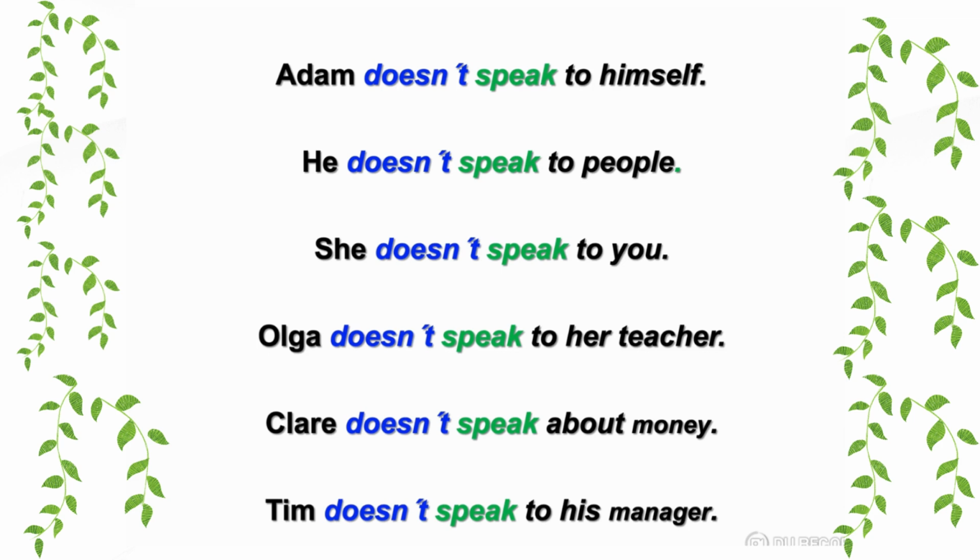Let's repeat after me. Adam doesn't speak to himself. He doesn't speak to people. She doesn't speak to you. Olga doesn't speak to her teacher. Claire doesn't speak about money. Tim doesn't speak to his manager. Let's go to the question form and let's see if we are going to see S with the verb or not.